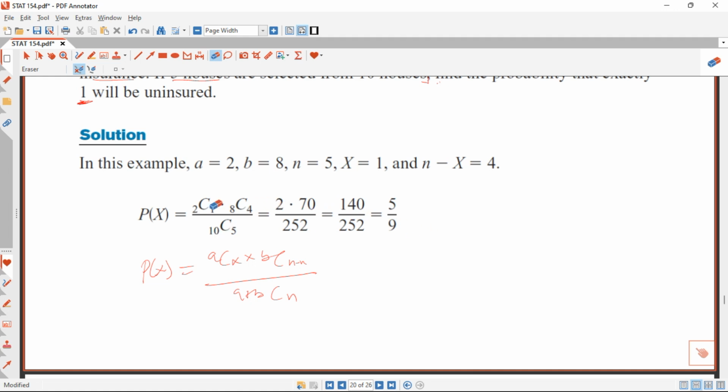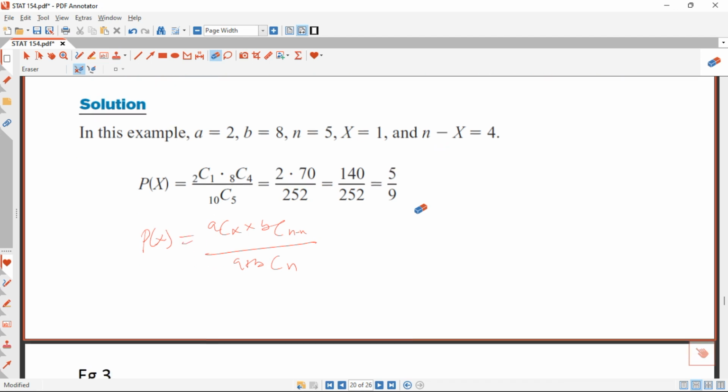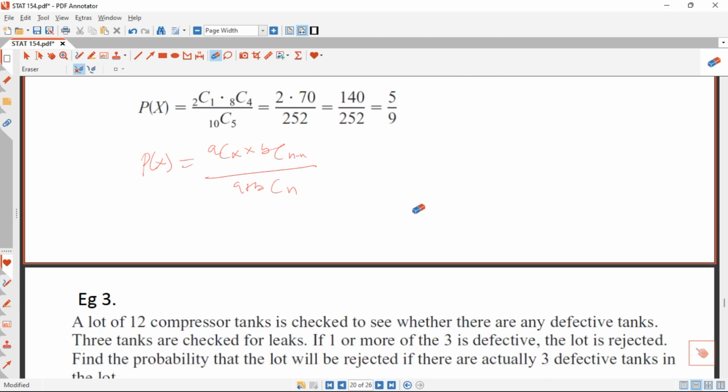Once you substitute inside, there will be 2 combination 1 times 8 combination 4, divided by 10 combination 5. And when you punch these things on the calculator, you're going to get 2 times 70 divided by 252, right? So this one will give us 140 divided by 252, and then 5 over 9 will give us our final answer for the question that we had above, right?